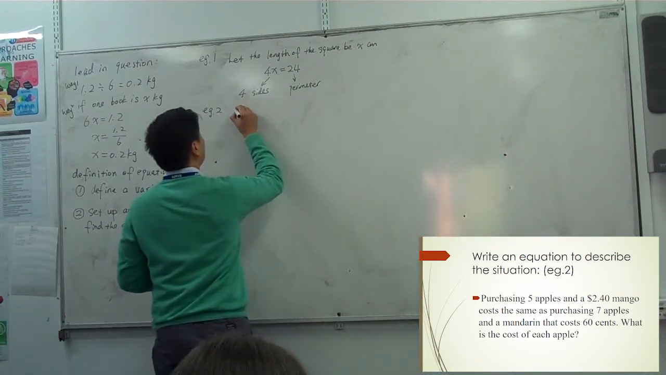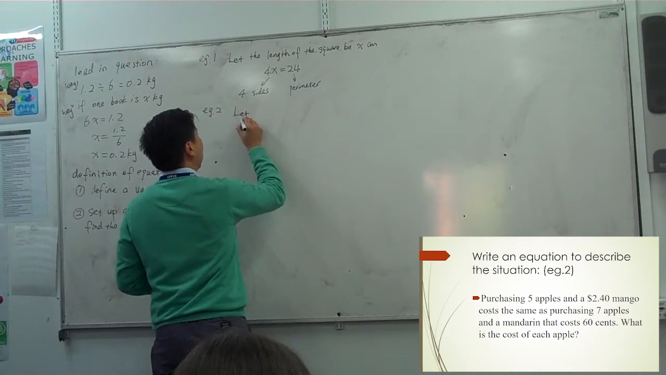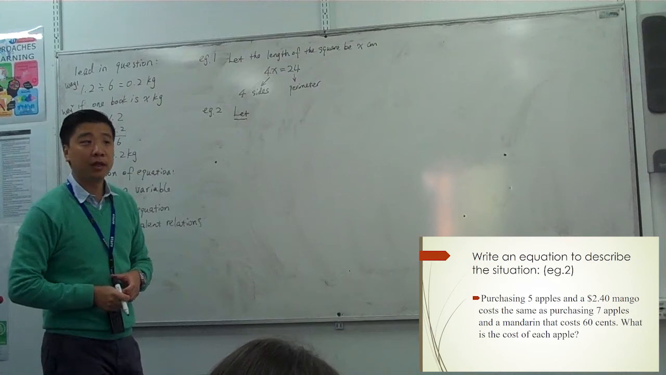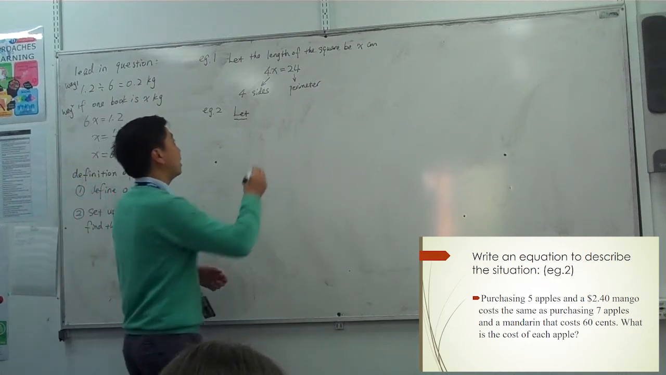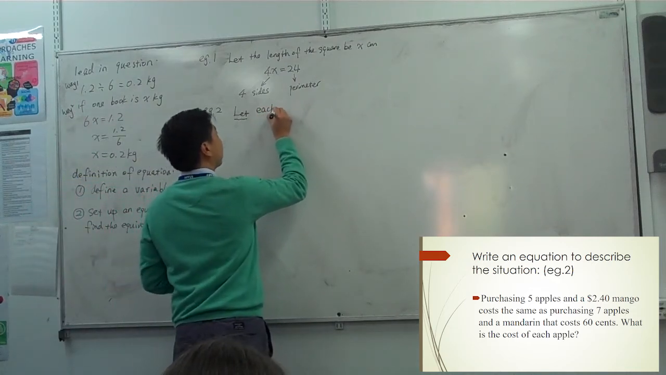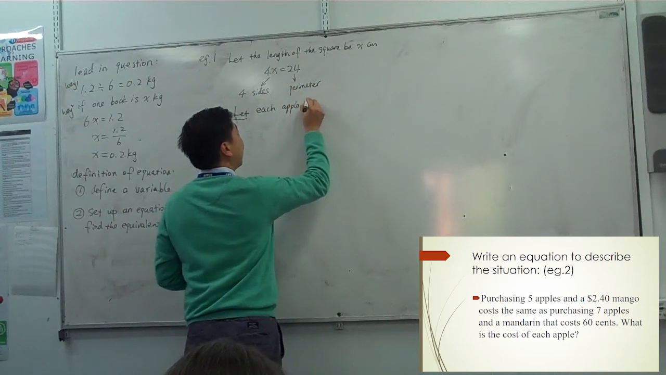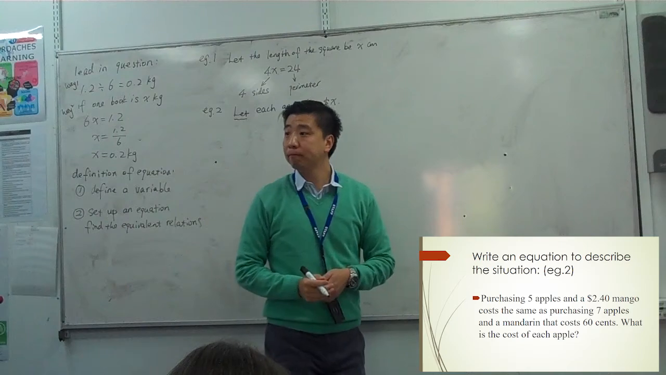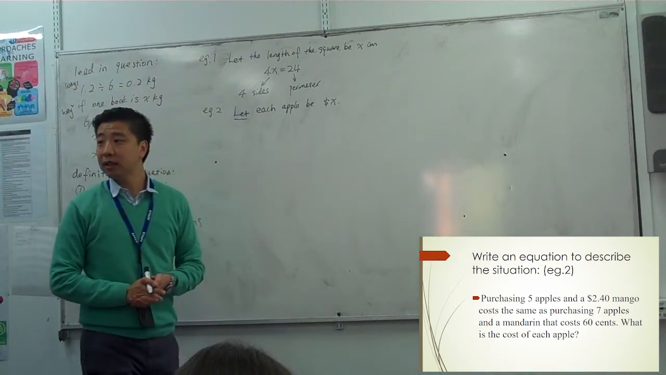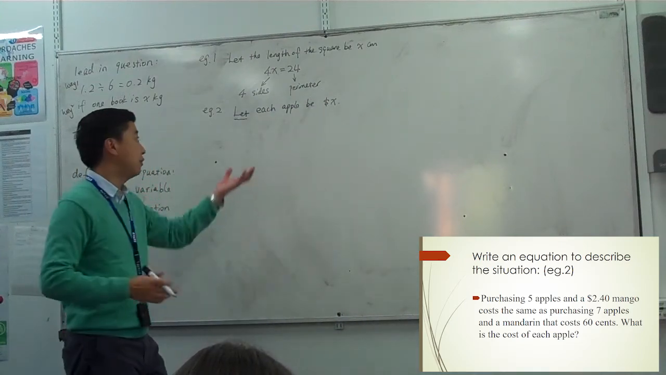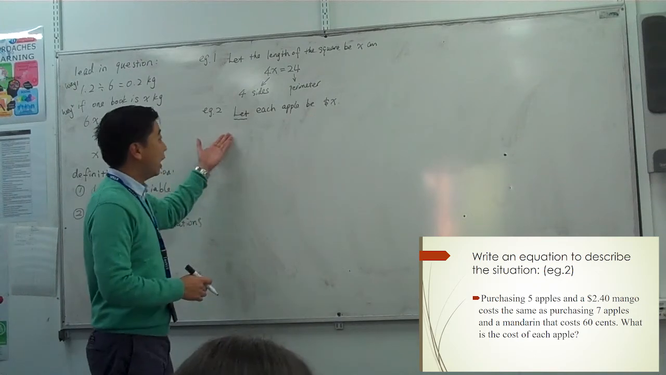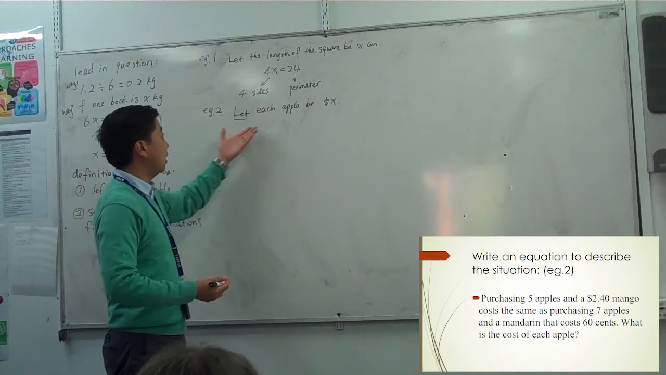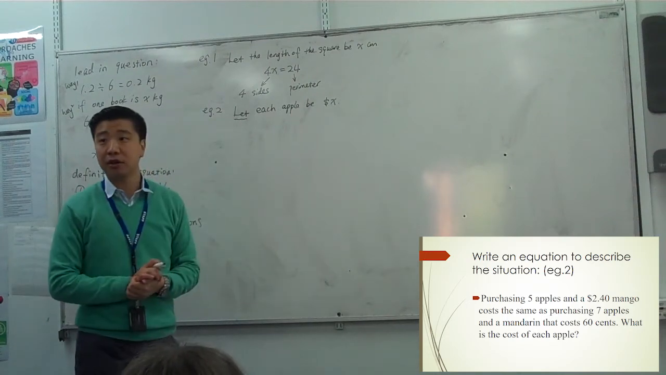Let. Okay, we want to see let for all questions. Let each apple be X dollars. Would it be the cost of each? That's fine. It's the same. You can have different writing. You can write let the cost of each apple be X. Or you can write let each apple be X dollars. It's the same.